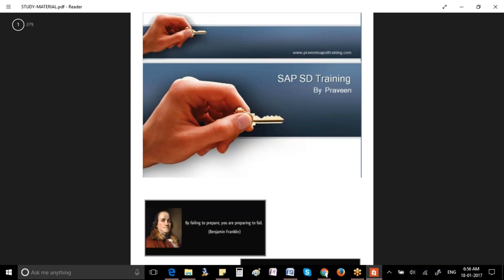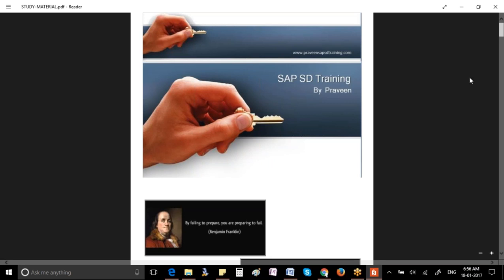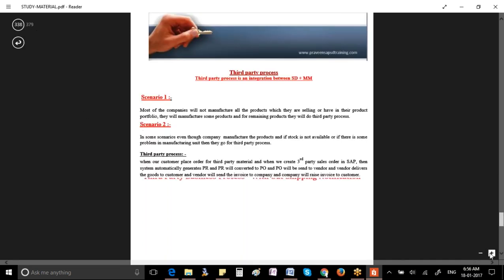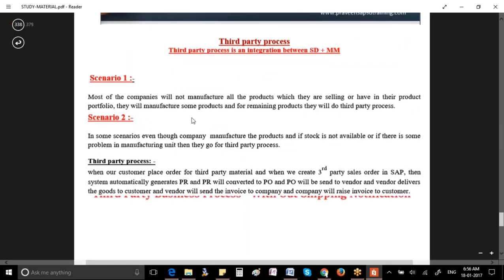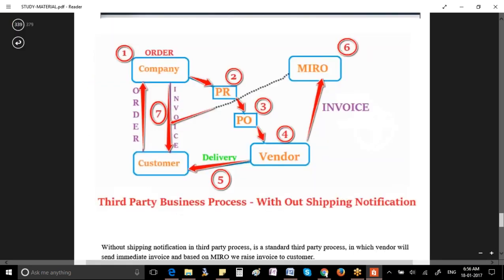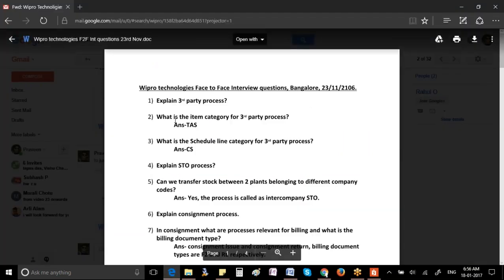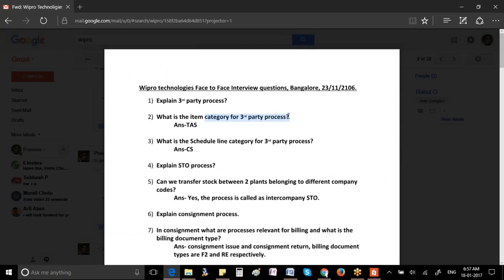If you just follow my instructions and the training and don't go even 1% beyond my training, you'll get a job and you'll comfortably learn all the knowledge. So, third party business process, page 338. You can see here the scenarios, the third party process. I explain everything. See, item category tasks: what is the item category for third party process? This is what the question asks.